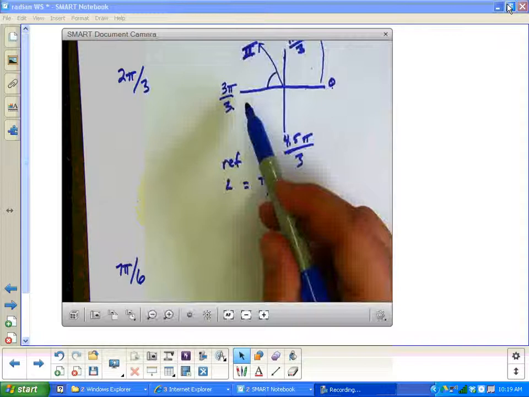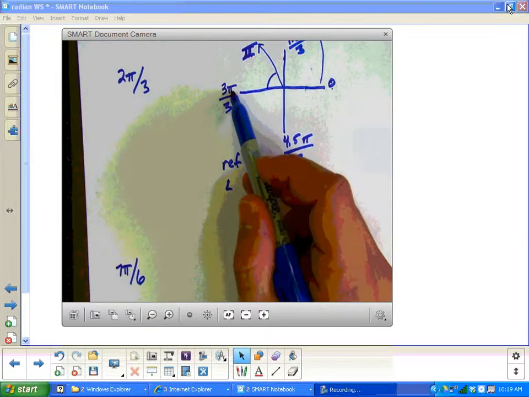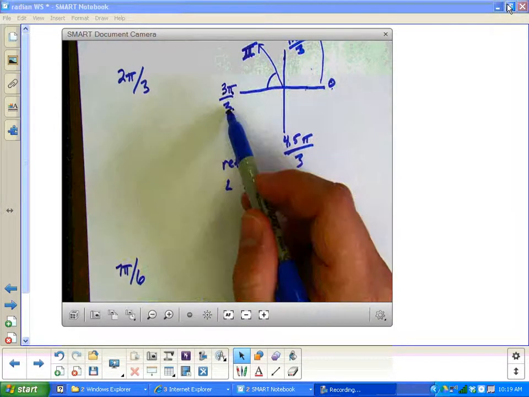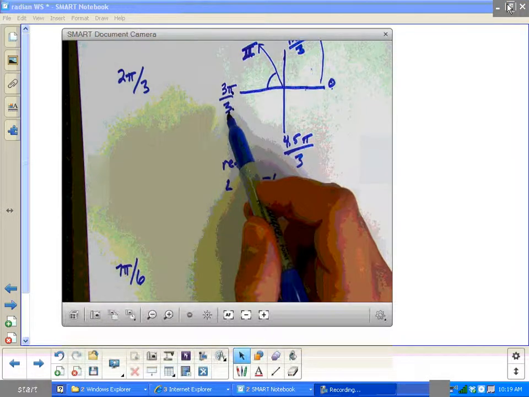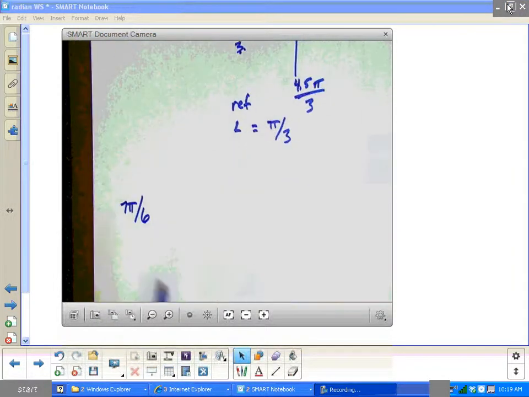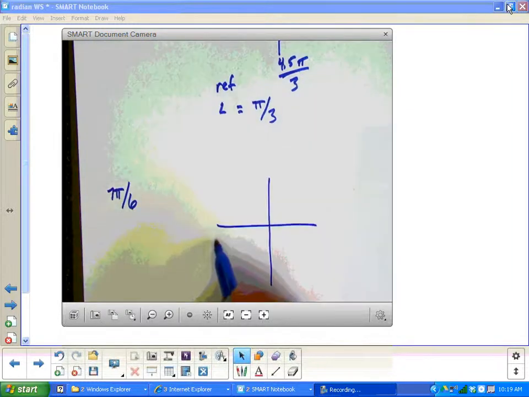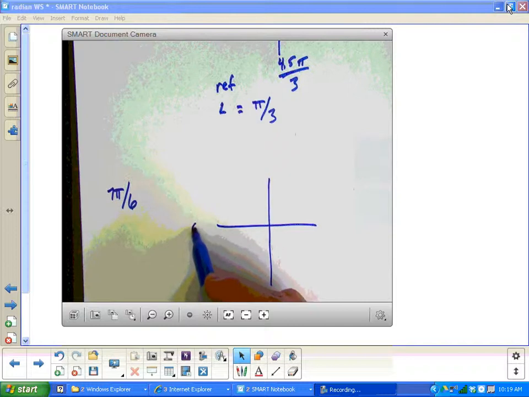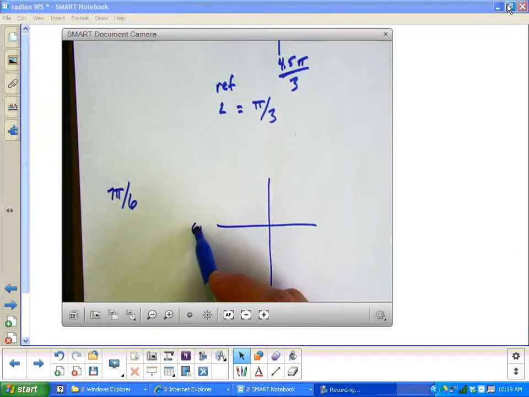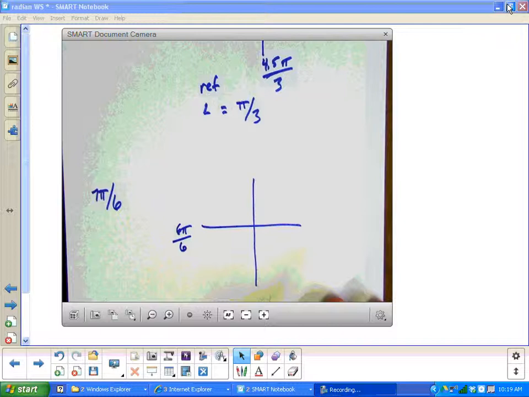Well, we're trying to make it pi, right? So it's just the same number that you put over the denominator because you want it to be 1 pi, right? Now, if I do 7 pi over 6, then how do I want to name this one? Yeah, 6 pi over 6, because 6 pi over 6 would be the same thing as just pi.